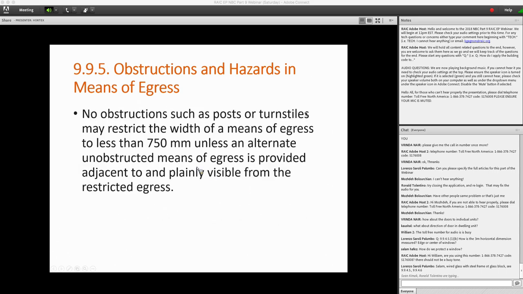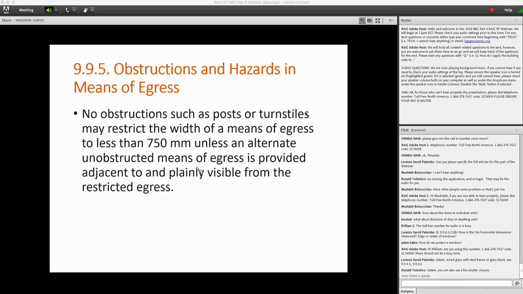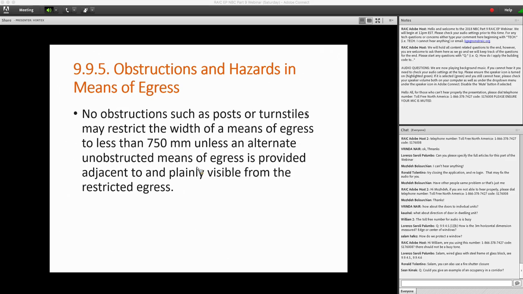Now, if you have an obstruction such as a post or turnstile, you may be allowed to reduce the width of the exit or path of travel. So no obstructions such as posts or turnstiles may restrict the width of a means of egress to less than 750 millimeters, unless there is an alternate unobstructed means of egress that is provided and which is plainly visible from the restricted egress. So this is also discussed under 9955 of the code.